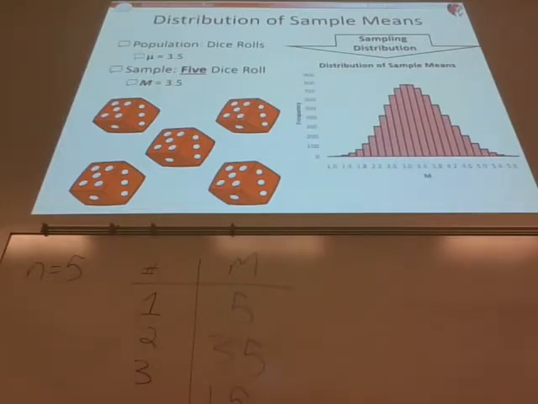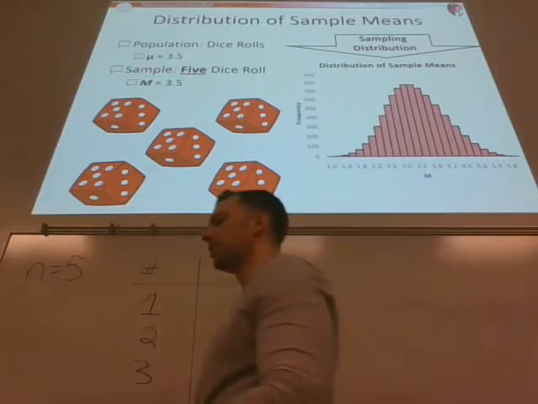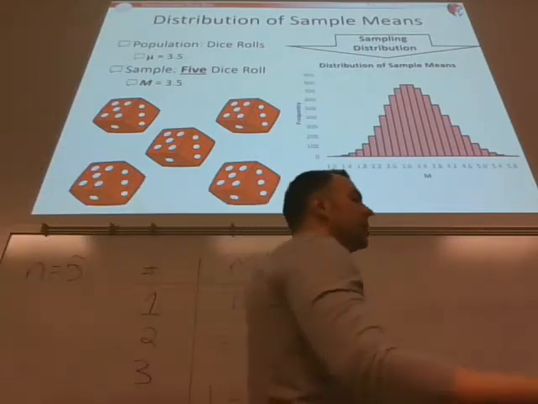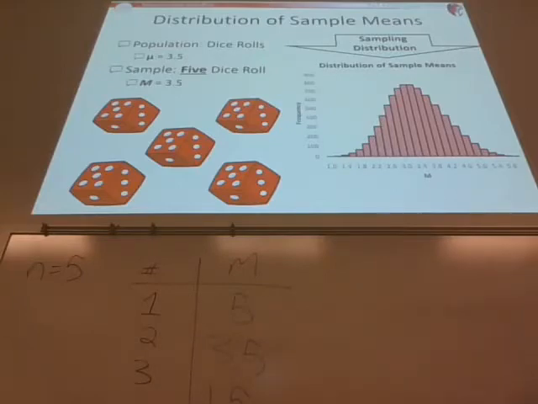All right, so that's one way to find out your distribution of sample means. You take a sample, you measure it, you throw it back. You take another sample, you measure it, you throw it back. You take another sample, you measure it, you throw it back. You do this until you've exhausted every possible sample.